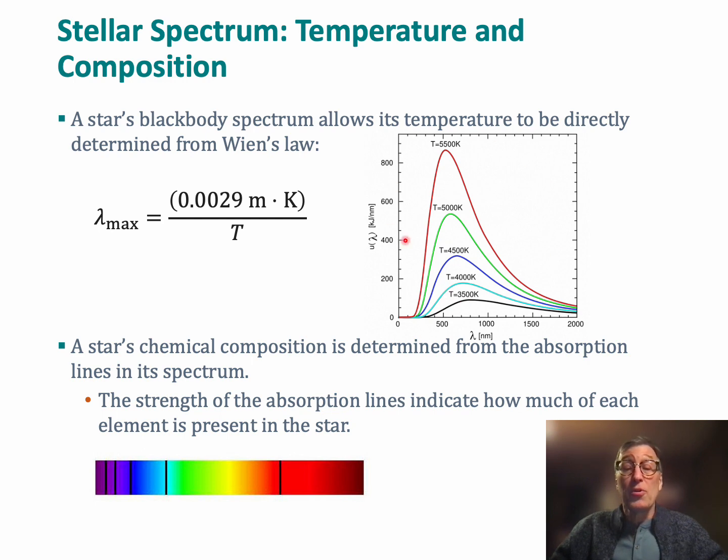So that's how we can determine the temperature, which is important on its own, and with the use of the Stefan-Boltzmann law, as we saw in the previous slide, allows us to determine the diameter of the star.